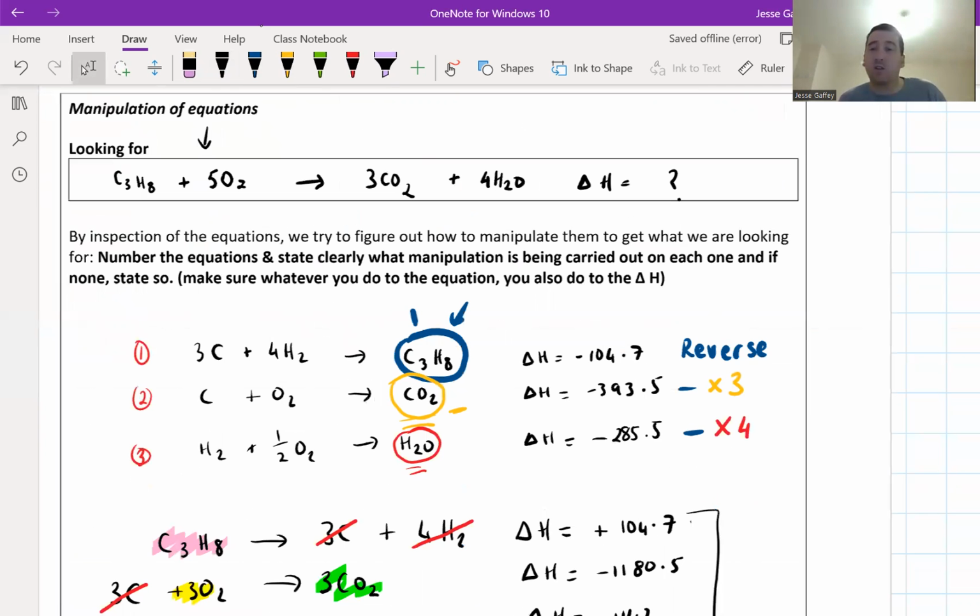In the follow-up questions, I'm going to go a little bit quicker than this. I'm not going to be showing you as much how to do it. So this is a good starting place for learning how to do these calculations.